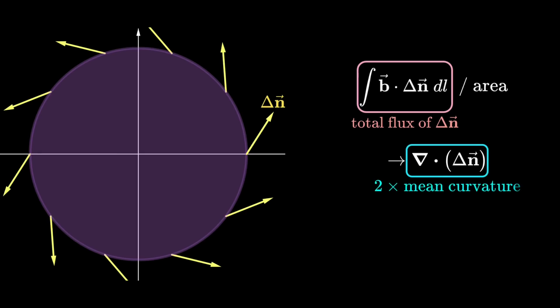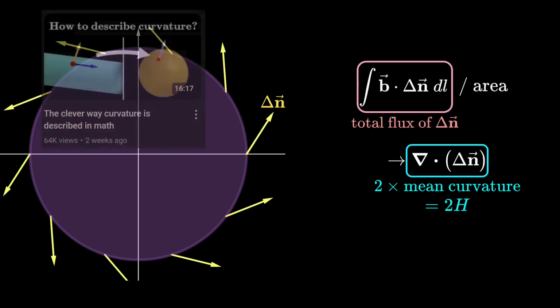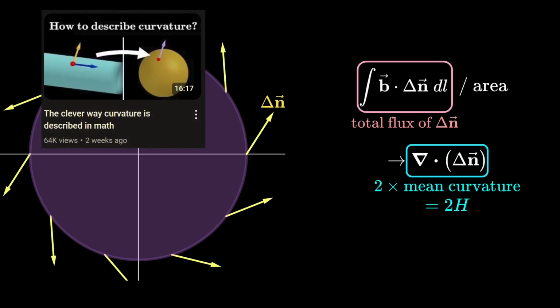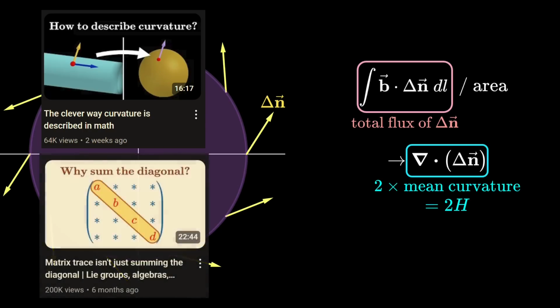This divergence is double what's called mean curvature of the surface at the point and is denoted as 2h. Mean curvature was mentioned in the previous video. For those who have watched the previous video, see if you can figure out why this divergence is double the mean curvature, perhaps also using this video on the intuition of trace.